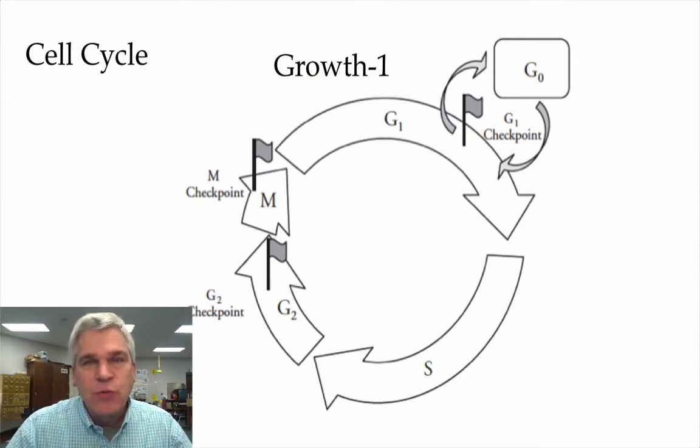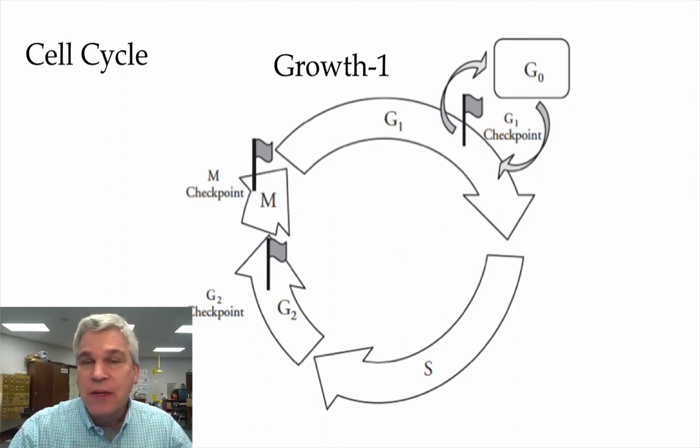Now, some cells will never go through the dividing process, and so they will actually go into what's called the G0 phase, and they will stay that way for the rest of their lives. But many cells at some point are going to divide. And when they do, a few things have to happen.